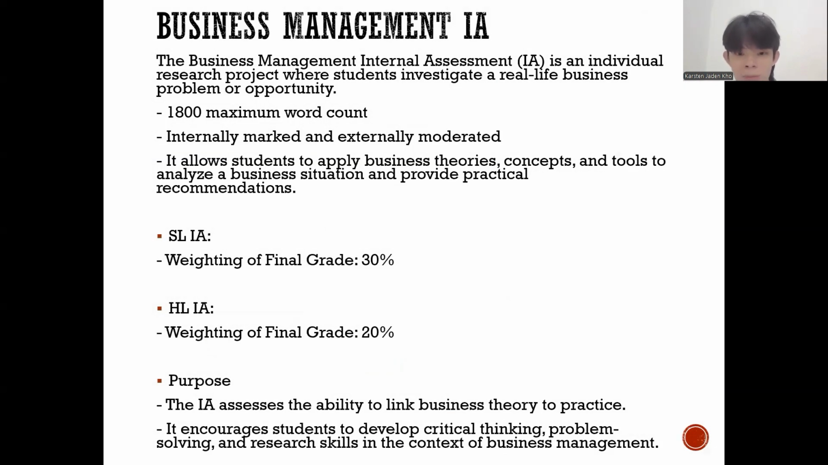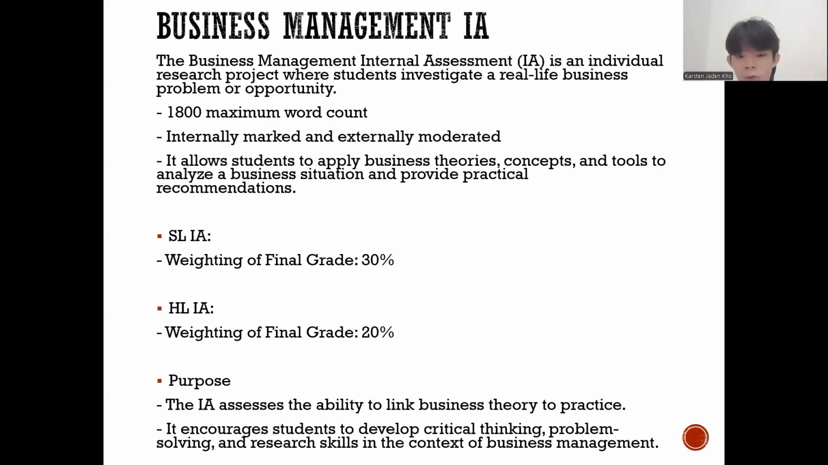Now, let's talk about the Business Management Internal Assessment, which is an individual research project where students will investigate a real-life business problem or opportunity. The IA has a maximum word count of 1,800 words and is internally marked by your teacher, but it is externally moderated by IB.